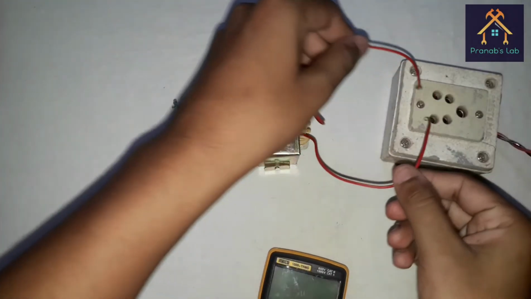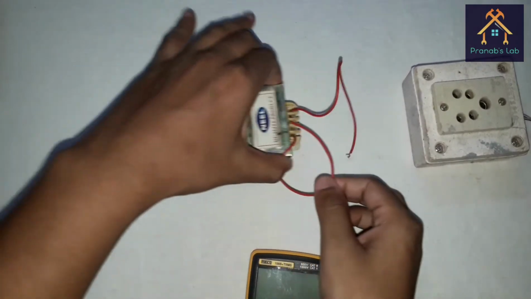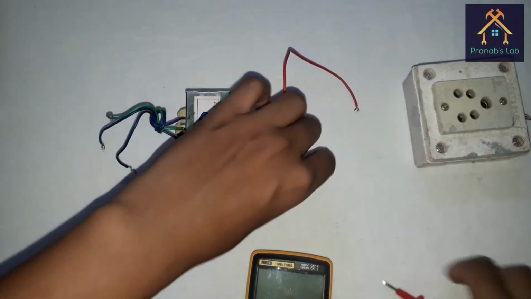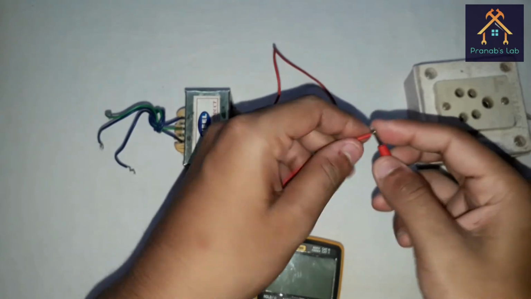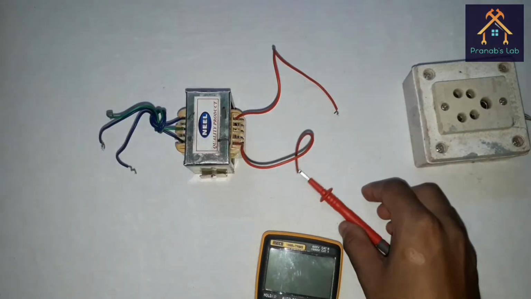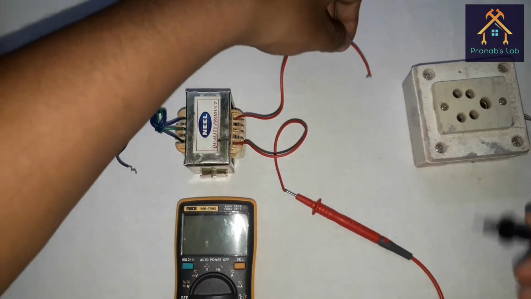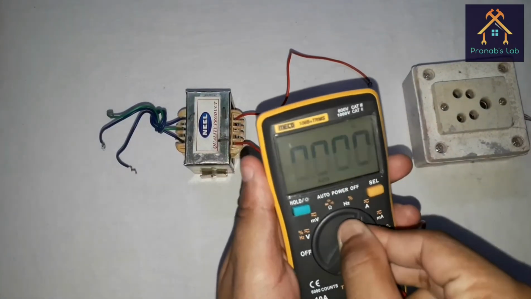We have to measure the input current, so first of all remove the connection and connect the transformer with the multimeter as ammeter as shown in figure. As you can see, the multimeter will be used as ammeter, and one terminal of the multimeter is connected with the coil and another terminal of the multimeter and coil will be connected with the supply.